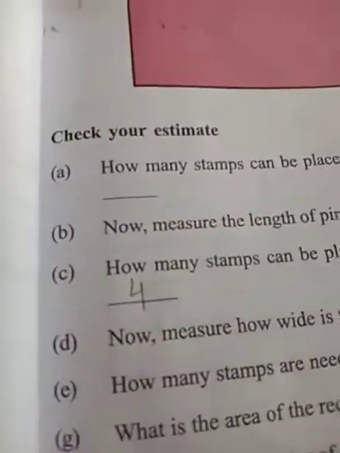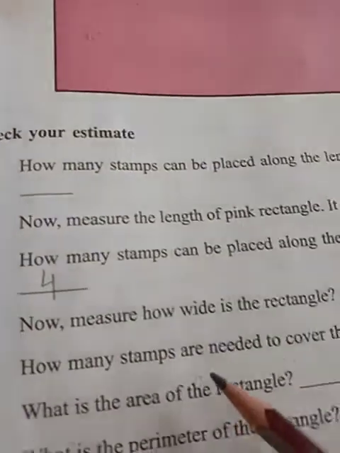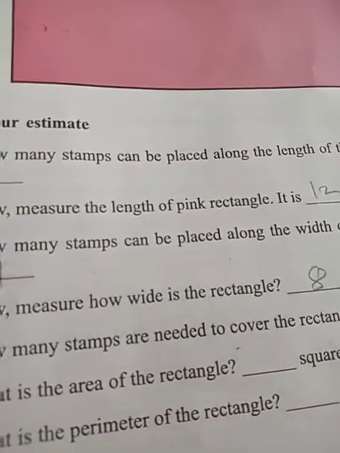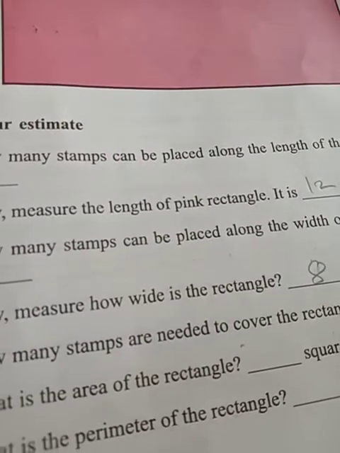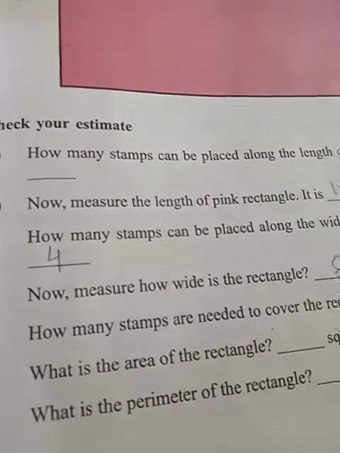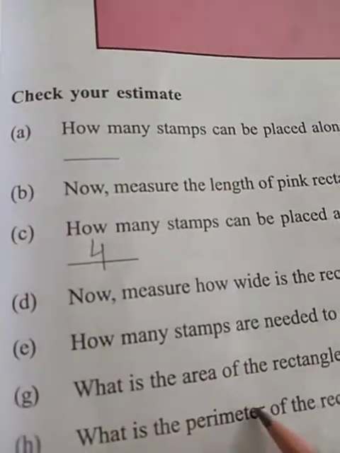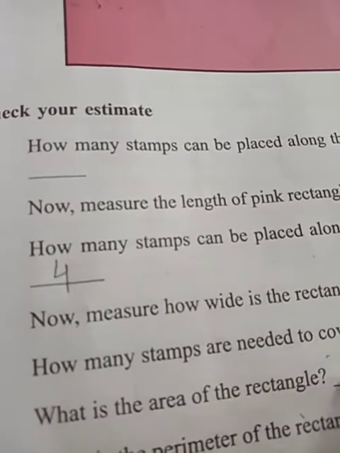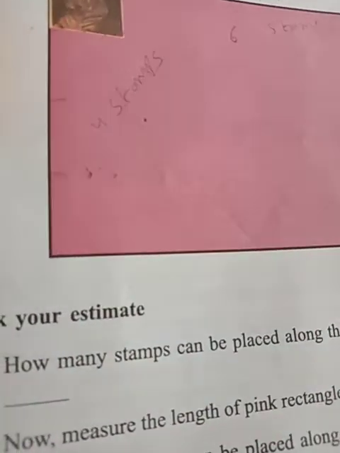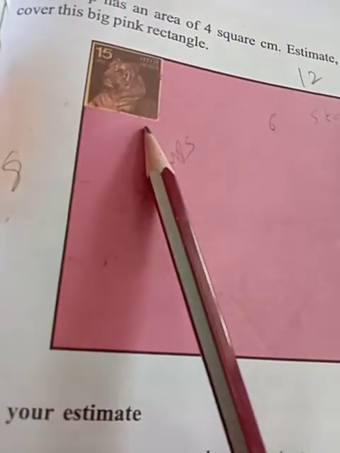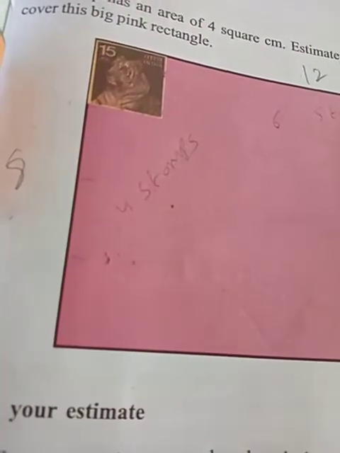6 fours are 24. How many stamps are needed to cover the rectangle? 24. What is the area of the rectangle? So in one stamp there are 4 squares only.